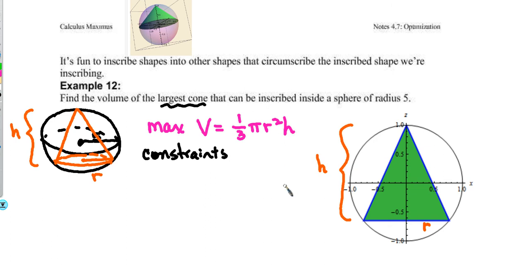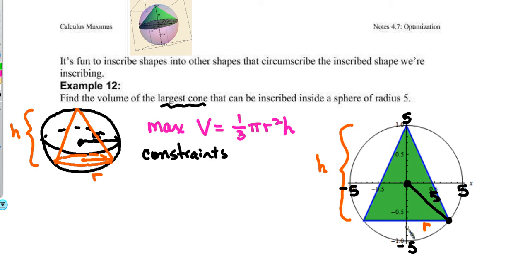In this problem, I'm going to edit this picture, and this should be 5 for our sphere, negative 5, 5, and negative 5. You might wonder how in the world I'm going to get a relationship between r and h other than the fact that they are in this triangle. Well, from the center of the sphere, draw a radius to one of the vertices. This radius of the sphere is constant, it's 5.